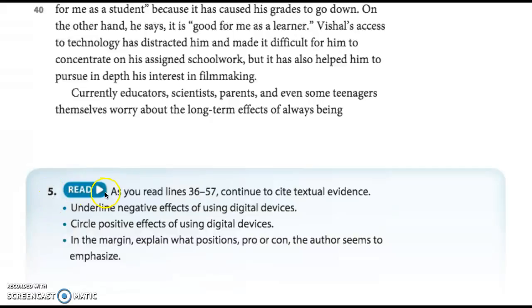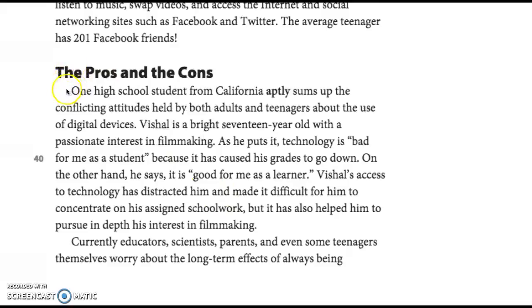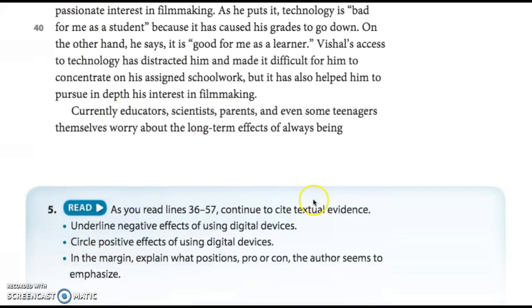So number 5 here at the bottom of page 80, it says, as you read lines 36 through 57, this is 36, the start of today's reading, continue to cite textual evidence. And this is how you're going to do it. You're going to underline negative effects of using digital devices. So anything you see negative about using phones or computers, you're going to underline. You're going to circle positive effects of using digital devices. And then in the margins, which means on the right or the left side, you're going to explain what positions, pro or con, pro means good, con means bad, the author seems to emphasize.